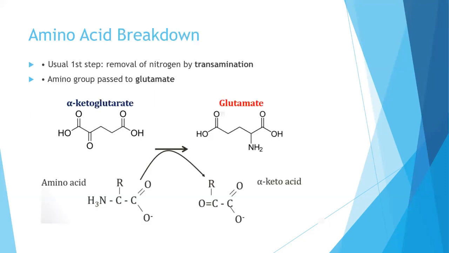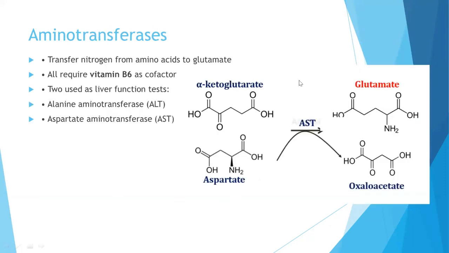In amino acid breakdown, usually the first step is removal of nitrogen by transamination. The amino group is passed to glutamate, so alpha ketoglutarate is converted to glutamate. Aminotransferases transfer the nitrogen from amino acids to glutamate, and they all require vitamin B6 as a cofactor. The two commonly used as liver function tests in the lab are alanine aminotransferase and aspartate aminotransferase. These are the enzymes used to transfer nitrogen from amino acids towards glutamate.